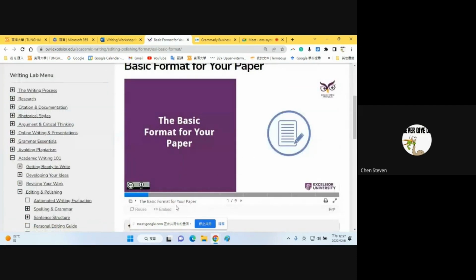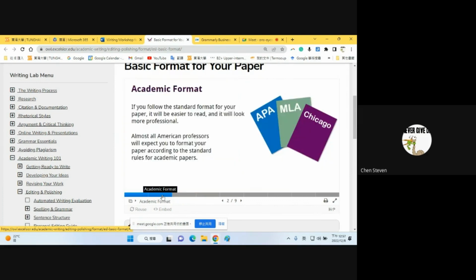Let's follow this step by step. As I said, don't worry, because everything goes on in a very fast fashion. You could always come back. The basic format of your paper: there are usually three kinds. For literature people, not linguistics, and for literature and journalism, I guess, we use MLA, and then a lot of other fields we use APA, including management. And Chicago is for engineering, I think.